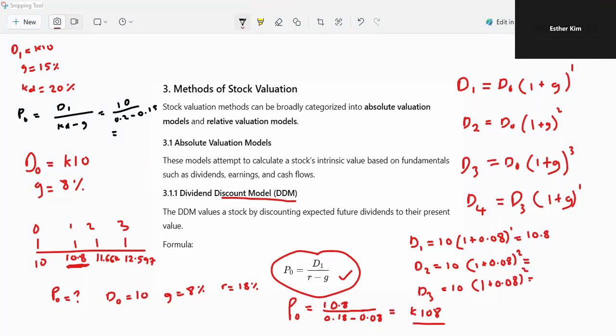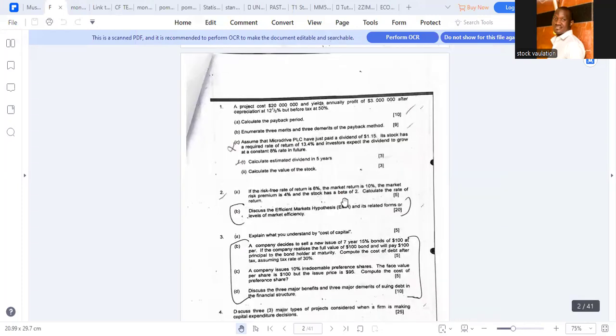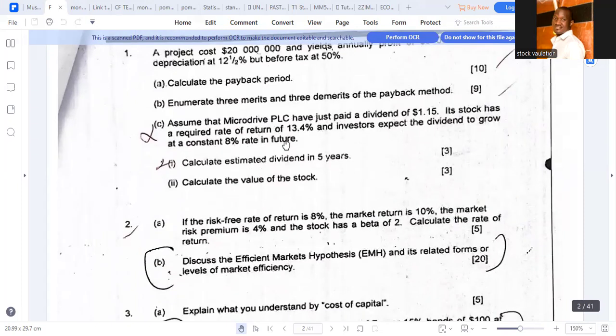Assume that Microdrive just paid a dividend of $1.15 and the stock has a required rate of 13.4%, and investors expect it to grow at a constant rate of 8% in future. Estimate the dividends in 5 years, 3 marks, and calculate the value of the stock. Okay, let's participate. What do we do?